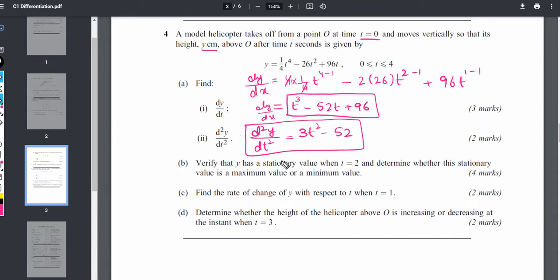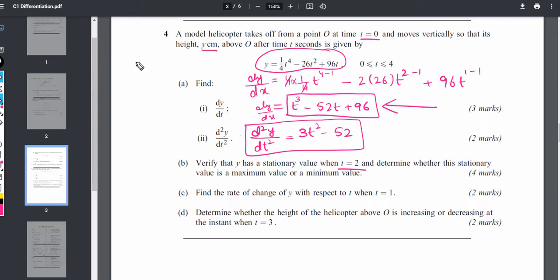Alright, now in part B it says verify that y has a stationary value when t equals 2 and determine whether this stationary value is a maximum value or a minimum value. Stationary value means that the gradient at that particular instant is 0. The gradient of this function at t equals 2 should be equal to 0. So the equation for the gradient of this function is right over here. We will put t equals 2 into this function and I should get the answer 0, and then I'll identify whether that point is the maximum or the minimum. I'll show you over here.